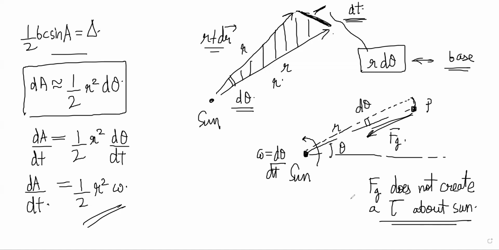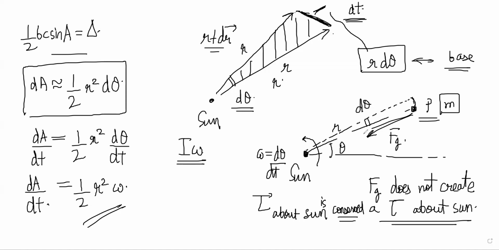If there is no net torque about the sun, then L about the sun will be conserved. Conservation of angular momentum will happen because there is no net torque on P about the sun, right? And the angular momentum of P about the sun would be I omega because it's a pure rotation, right? I would be m r square omega. Pure rotation, L is m r square omega. Think of it as roughly circular motion for now. That's what we are doing.